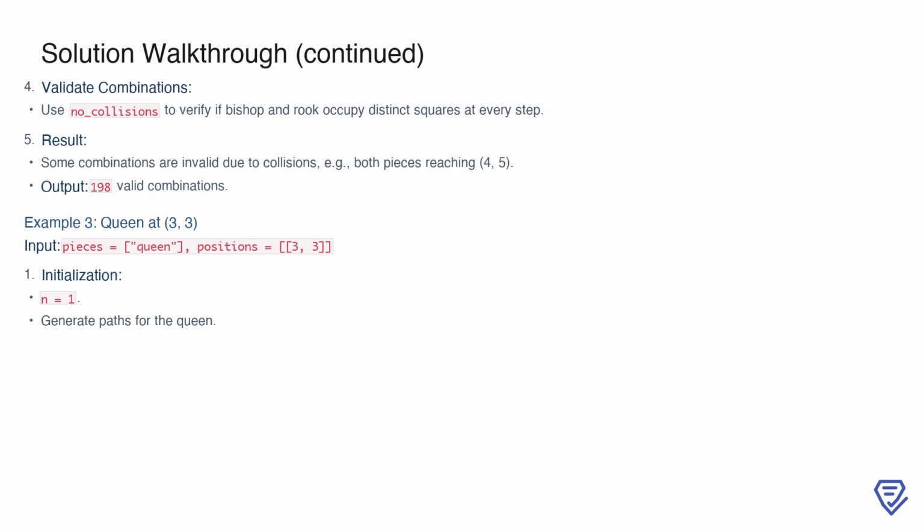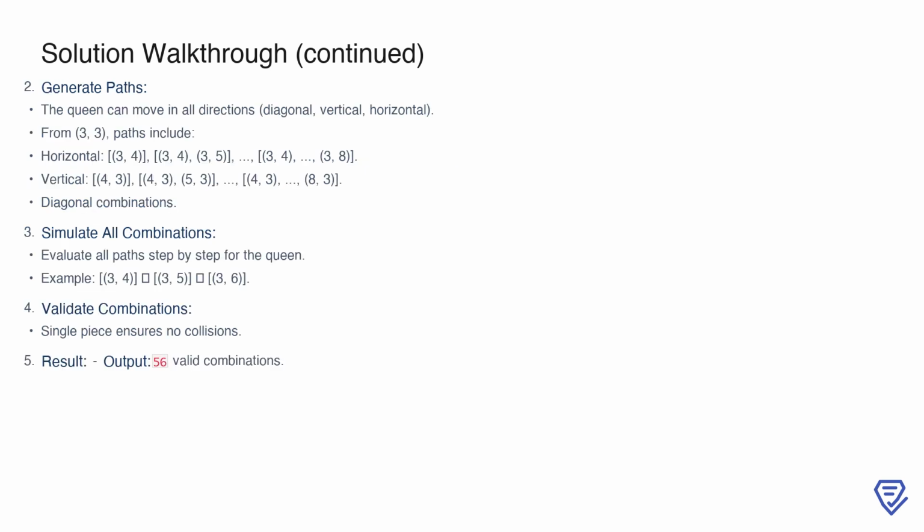Now, we move on to a third example featuring a single queen at position 3, 3. In this case, with only one piece, n is set to 1, and we proceed to generate paths for the queen. The queen is unique in that it can move in all directions, horizontally, vertically, and diagonally.